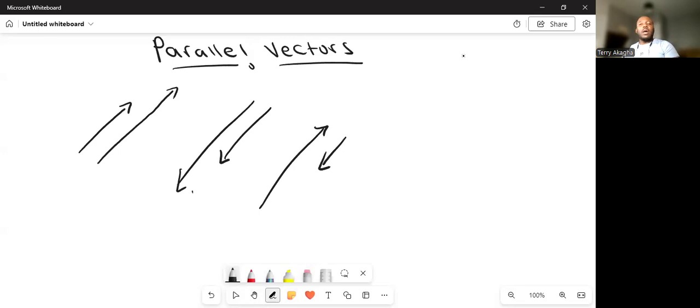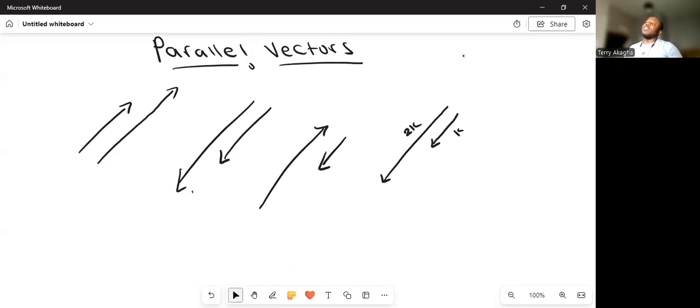We can take this a step further by talking about multiples, so scalar multiples. For instance, you can say this vector here is twice this. So if this vector was k, this is going to be 2k. That makes sense? The magnitude of this vector is twice the other magnitude. And another thing about parallel vectors is that there is no angle between them. So you can never see an angle.